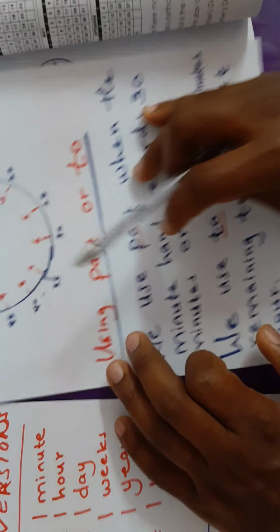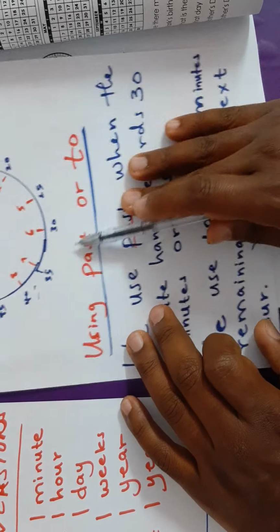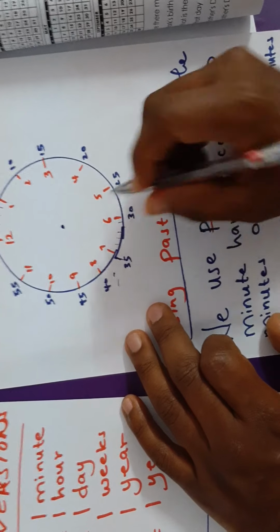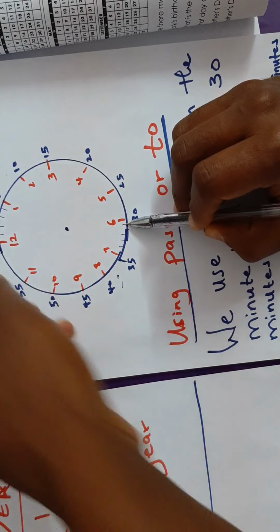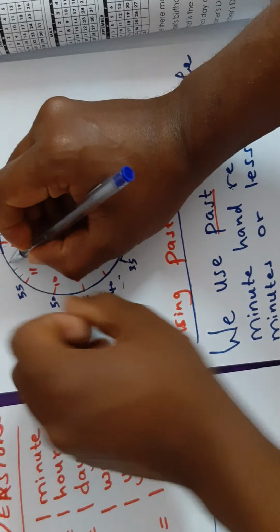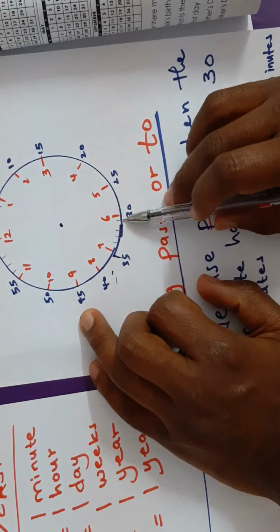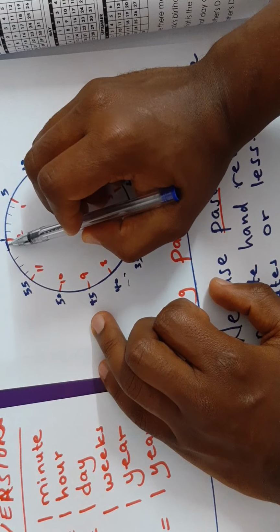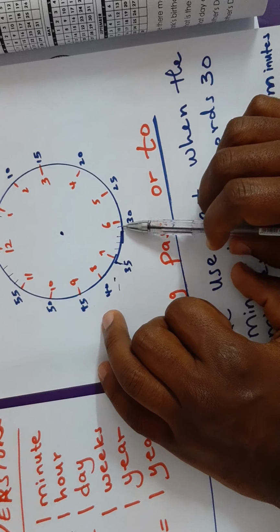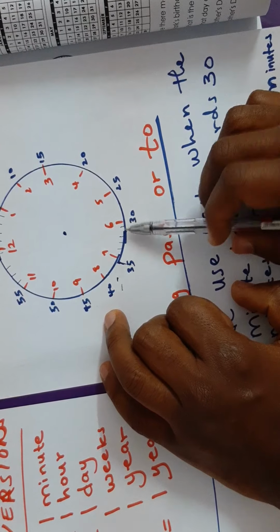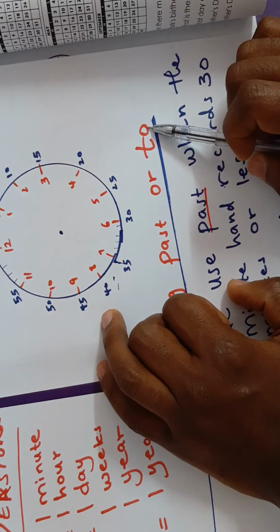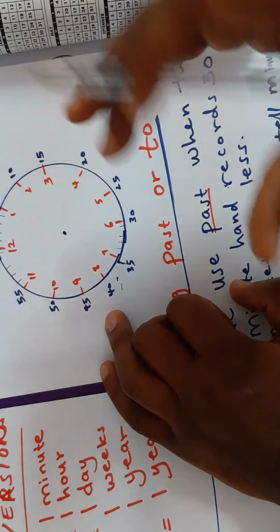But if the minute hand is after 30, from 31 to 59, we have 4 more on this side. So if the time is between 31 and 59, we use to. And when we say to, we don't count the number of minutes that we already have. If this is 31, we cannot say it is 31 minutes to, because if you're using to, you're talking about the next hour. So you have to count the minutes remaining to get to the next hour.